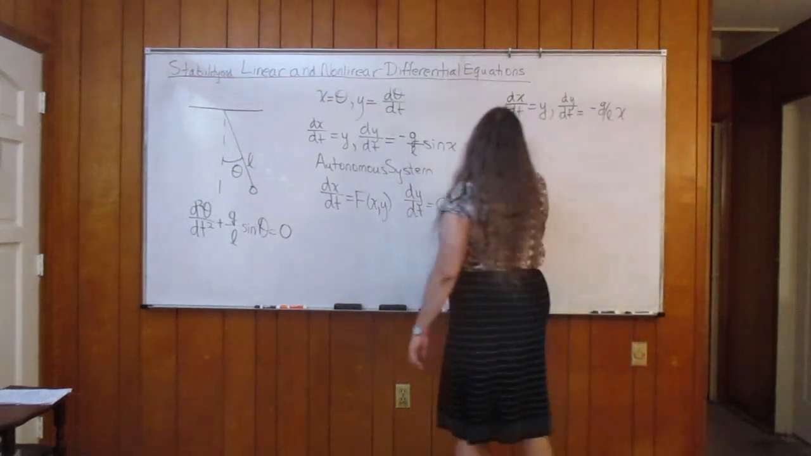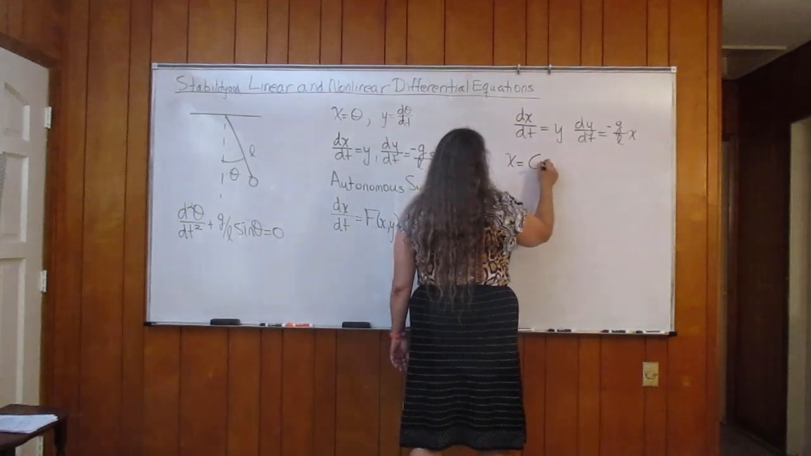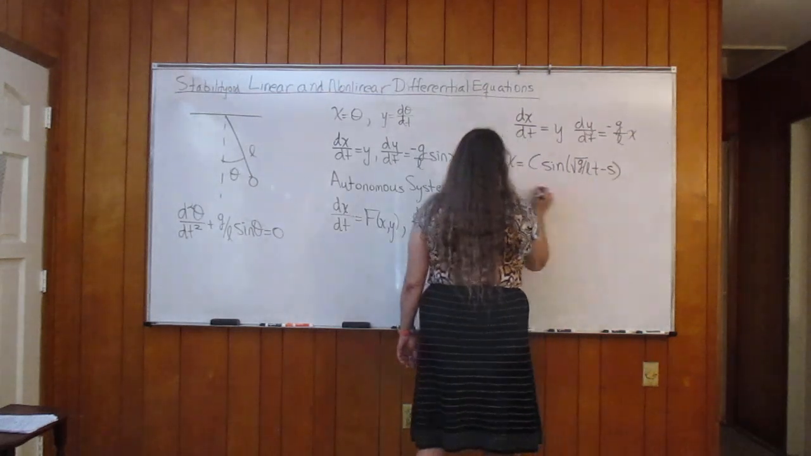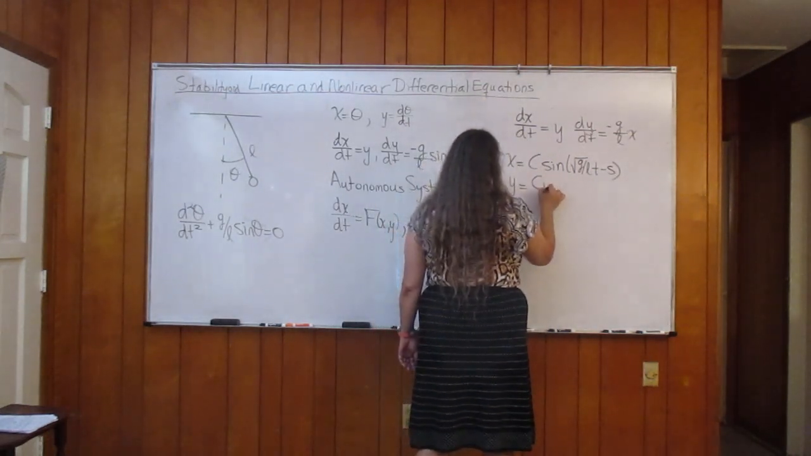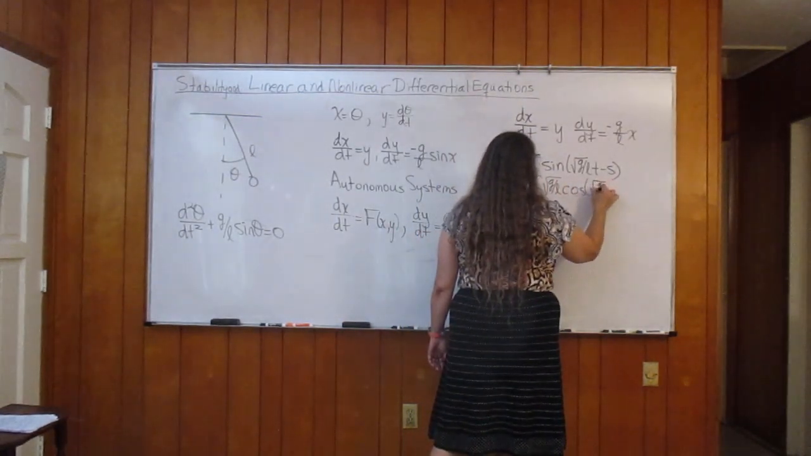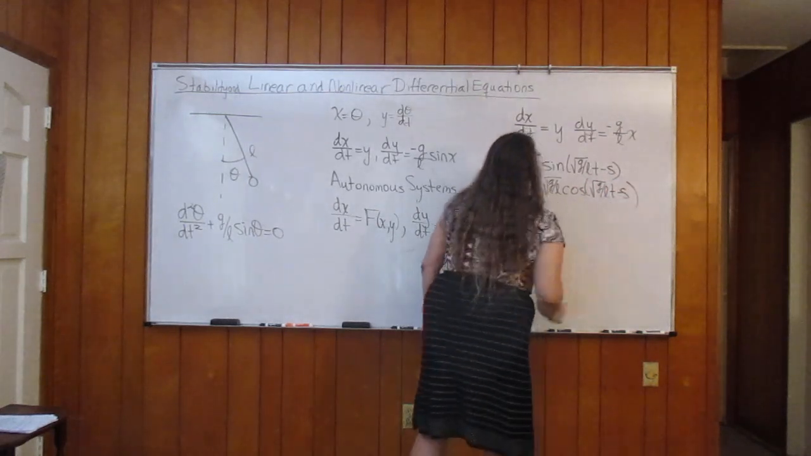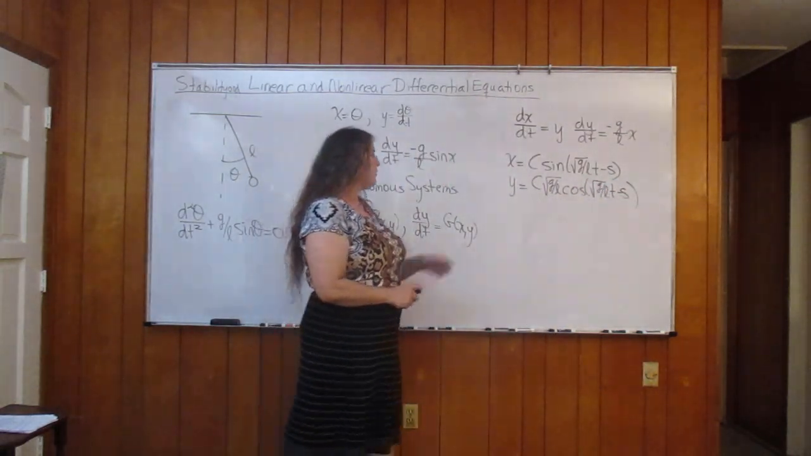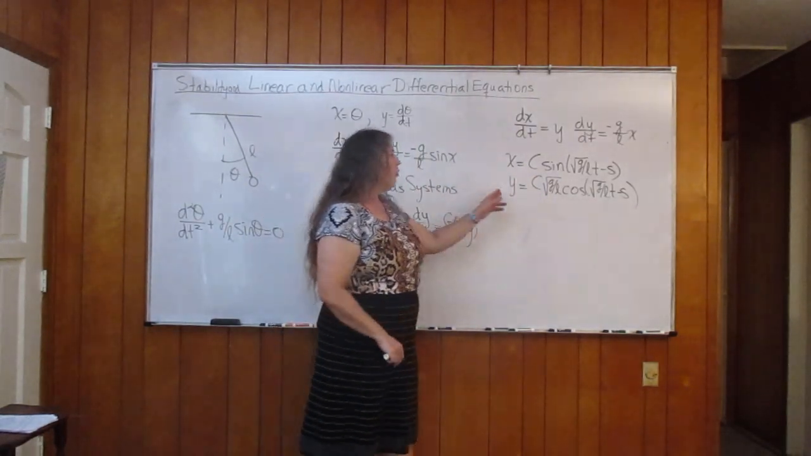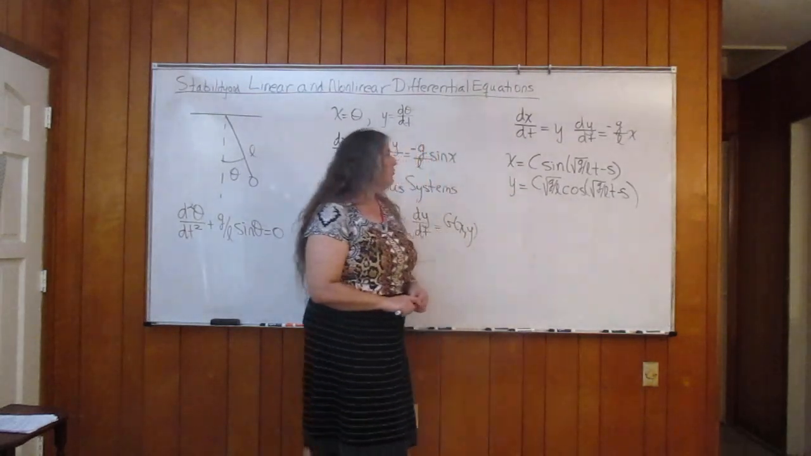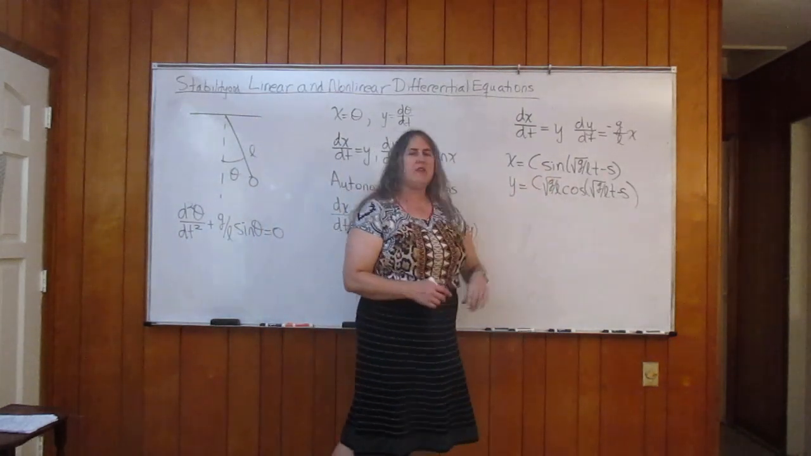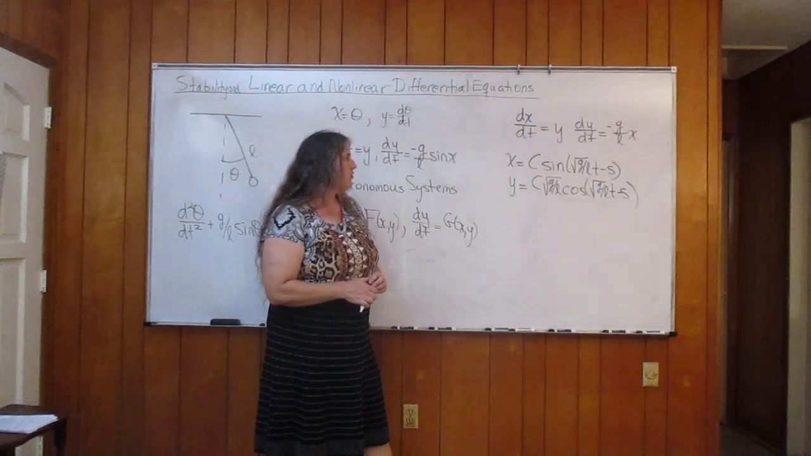Well, x can be written as x is equal to some constant c times sine of square root of g over L times t minus s. Y can be written as some constant c times square root of g over L times cosine of square root of g over L times t minus s. Now c and s are constants to be determined by the initial conditions.